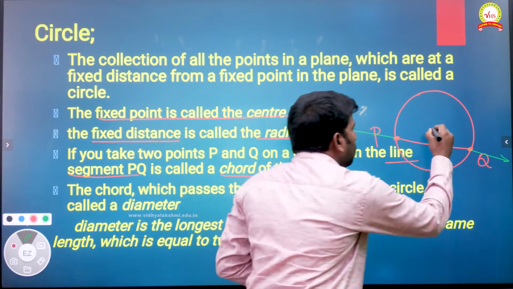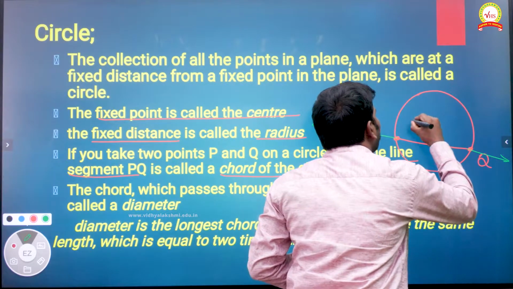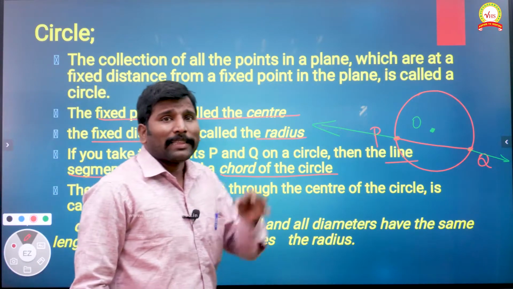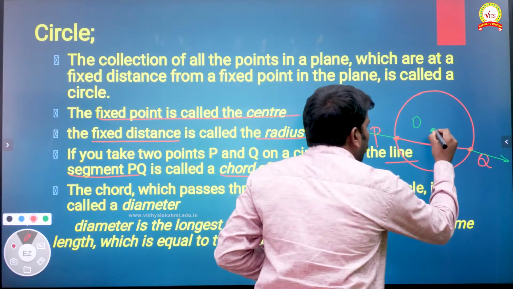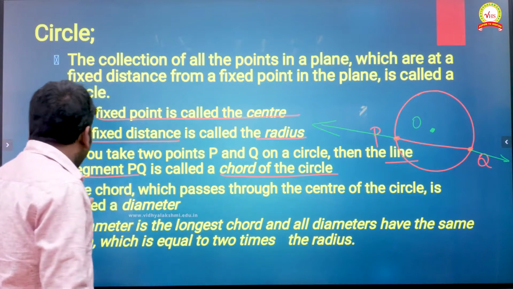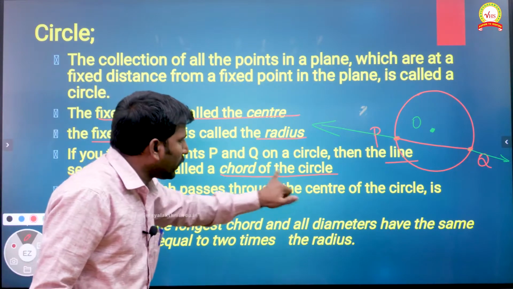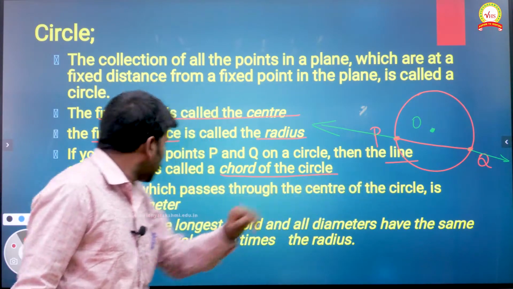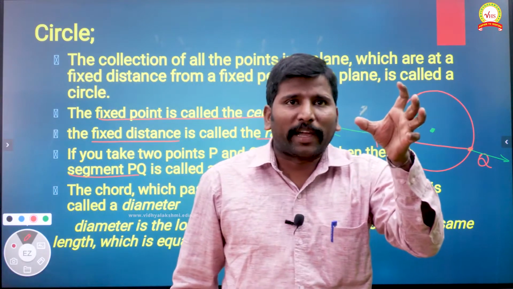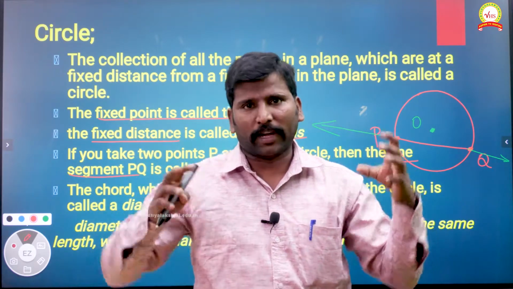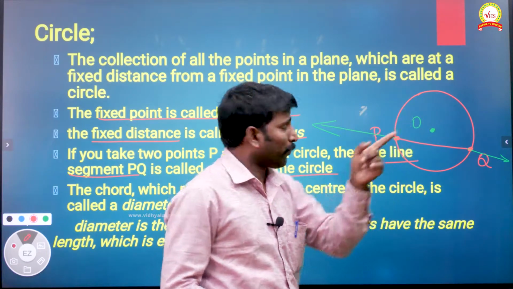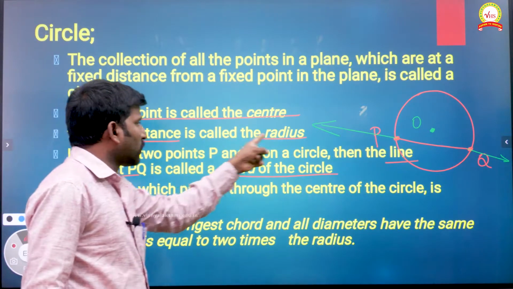Next, the chord which passes through the center of the circle. So, we have a center point O. Suppose the chord, in the sense like I said, has 2 points on the circle. The chord which passes through the center of the circle is called the diameter. We take the points P and Q on the circle only. On the circle, the center point, and radius we already saw. See, we saw the fixed distance is called the radius.